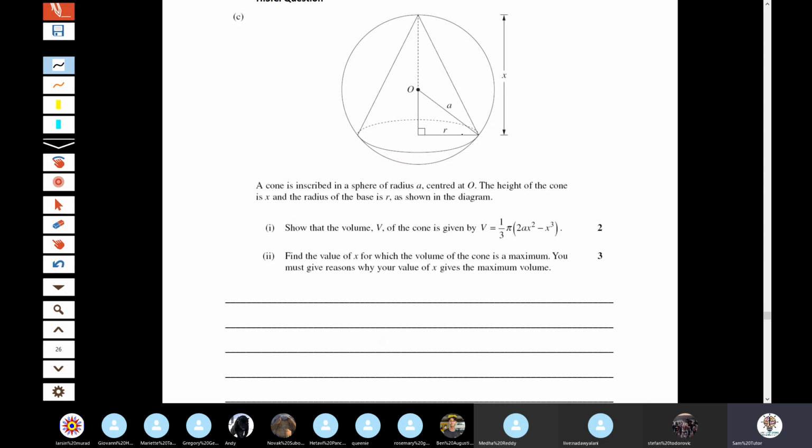It says find X for which it's a maximum. So I know what I've got to do. Just differentiate, make it equal to 0, do my nature, make sure it's a maximum, and then you're done. You must give reasons why your value of X gives the maximum volume. We'll see what happens. Probably there's 2 X values. All right, we will do part i anyway.